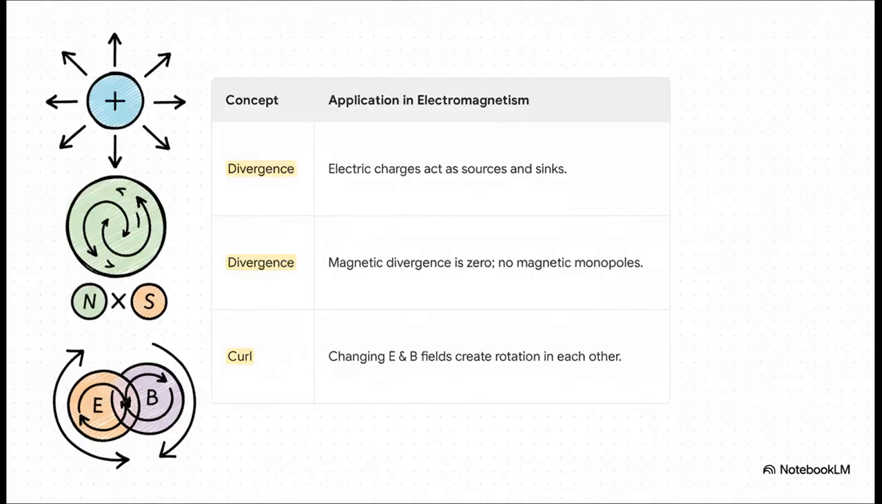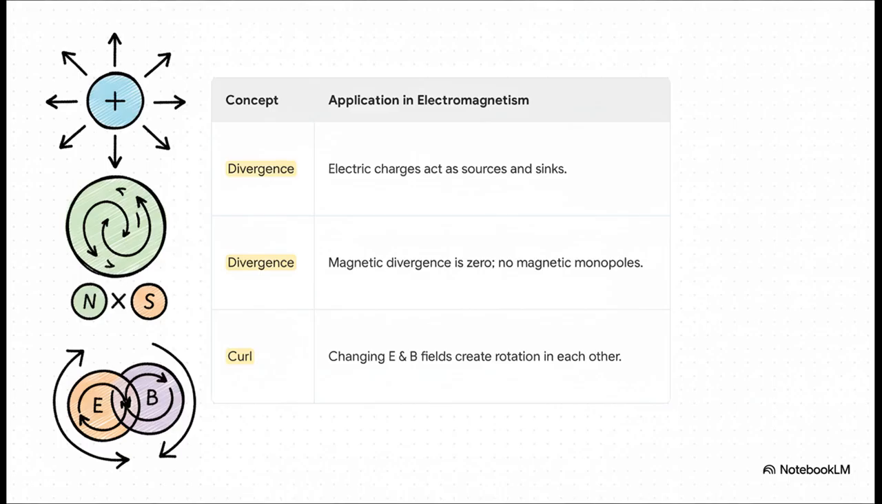Let's just break this down for a sec. The divergence of an electric field, that tells you where the electric charges are. Positive charges are the sources, and negative charges are the sinks. But the divergence of a magnetic field is always 0. That's a profound way of saying there are no magnetic charges, no single north or south poles by themselves.